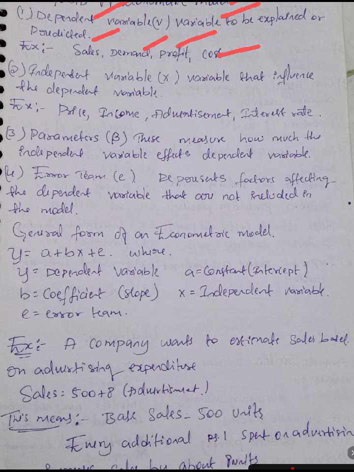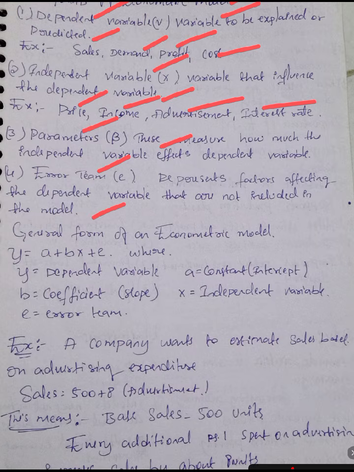Independent variable: the variable that influences the dependent variable. Examples: price, income, advertisement, interest rate. Am I clear? Now, parameters. Parameters measure how much the independent variable affects the dependent variable. Error term is nothing but factors affecting the dependent variable that are not included in the model.